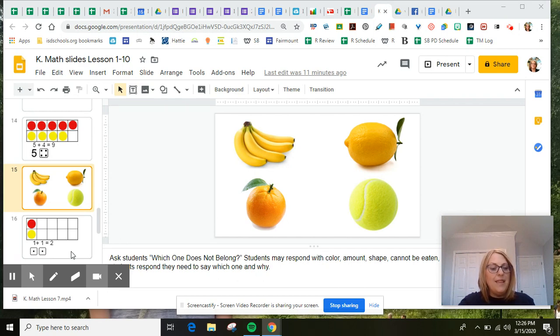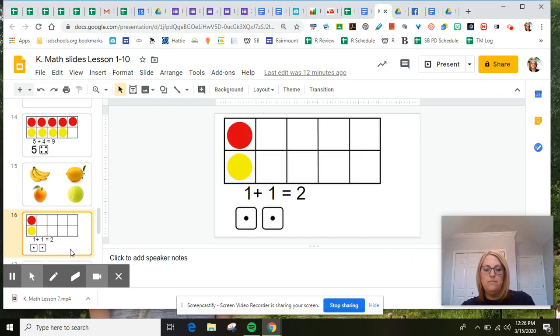Keep thinking. Let's take a look at our addition for today. I want to see what you noticed in our 10 frame. You're right. There's one red dot and one yellow dot. One and one is the same as two.